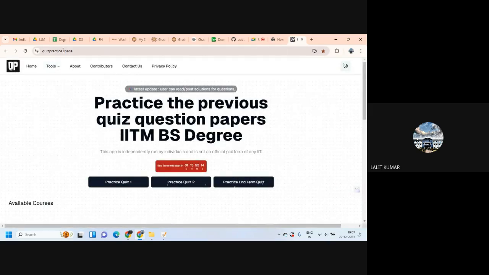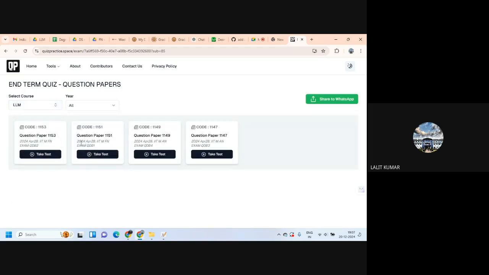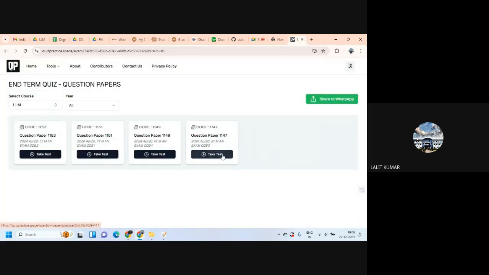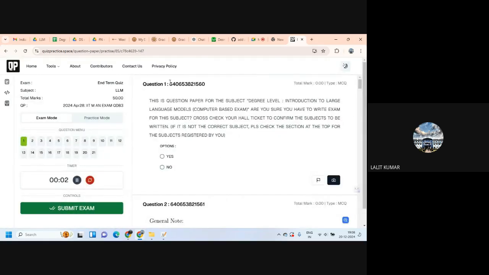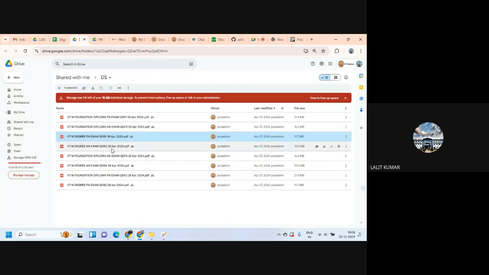This is a very good site in case you want to prepare. You go to practice and term, and here you can select LLM, and immediately it will tell you which term. So it was in April 2024. So we are opening that only, April 2024. And what was the question number? QDB3, for example. We can search it with this question.